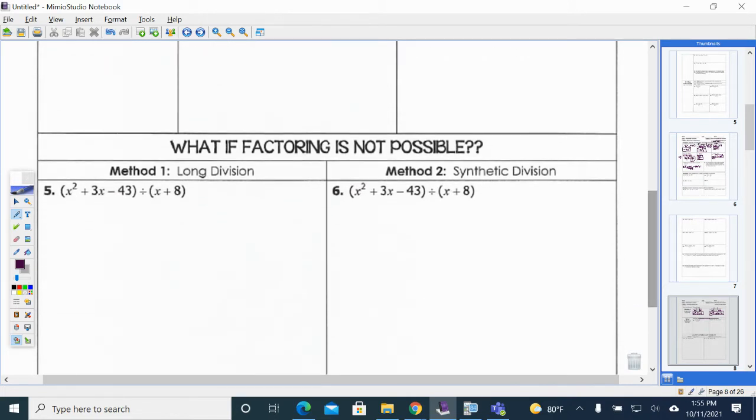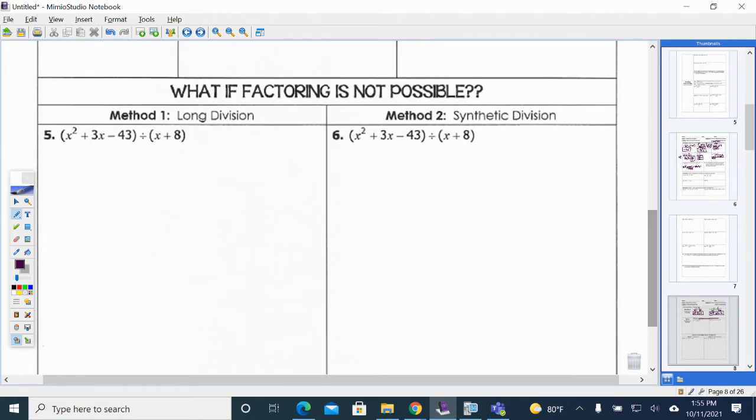This third part here says, what if factoring is not possible? Which a lot of times is not, which is why I'm not going to take a whole lot of time there and talk to you about how to divide by factoring. There are two methods that we fall back on for dividing by a binomial. The method number 1 here is long division, and method number 2 is synthetic division.